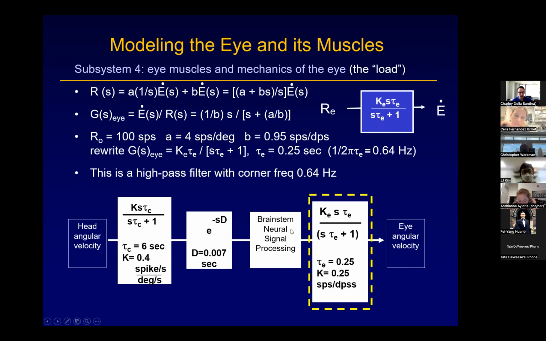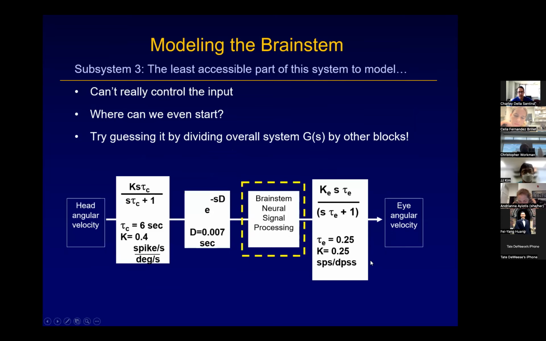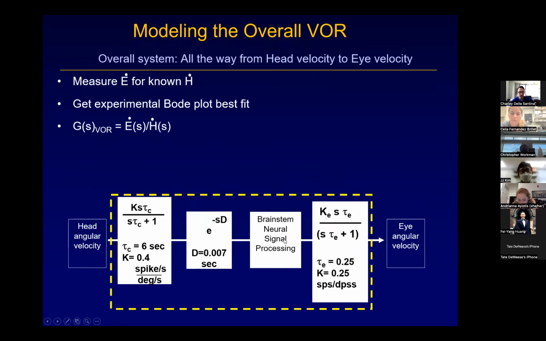The only trouble is that we left the hardest part for last. So I'm going to kind of race through it because you don't need to know all the details, and you can read the Robinson paper if you want. But here we can't really control the input, and we can't even really measure the output exactly. And this is the part that we want to know about. So what do we do?